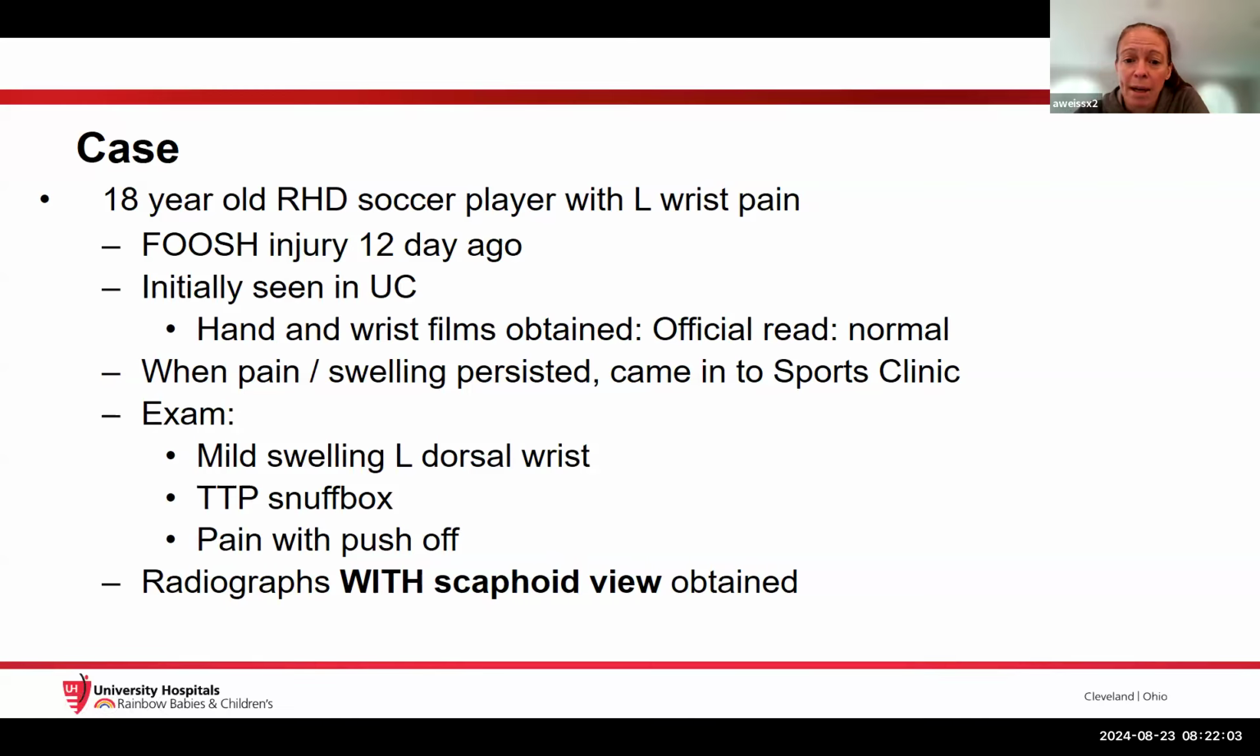They brought the kid back because he continued to have pain. He looked minimally swollen. He was definitely tender in the snuff box. So if we had seen them originally and hadn't seen the fracture on the first set of films, because they had tenderness in the snuff box, we would have casted this kid in the first place. But they did not get casted. They just got sent home. So we got radiographs with a scaphoid view.